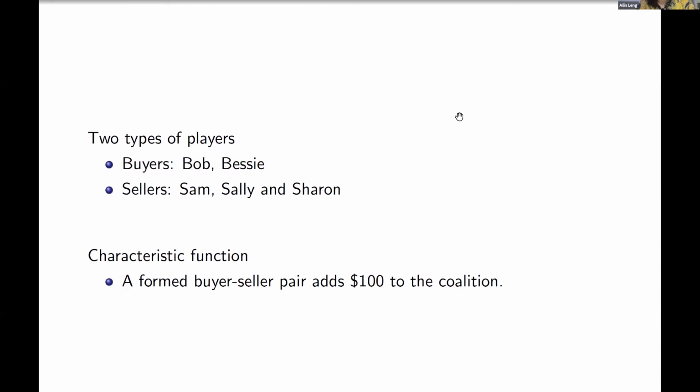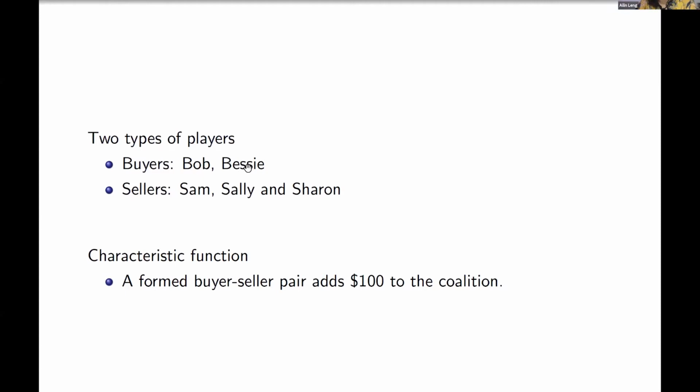Let's look at a classic buyer-seller cooperative game. For example, the set of the players are buyers and sellers. Let's call the two buyers Bob and Bessie, the three sellers Sam, Sally, and Sharon. If each player stands on their own, they get nothing. But if one buyer and one seller come together to form a coalition, there's $100 generated that can be divided among them. For example, if Bob and Sam come together, they have $100 generated.